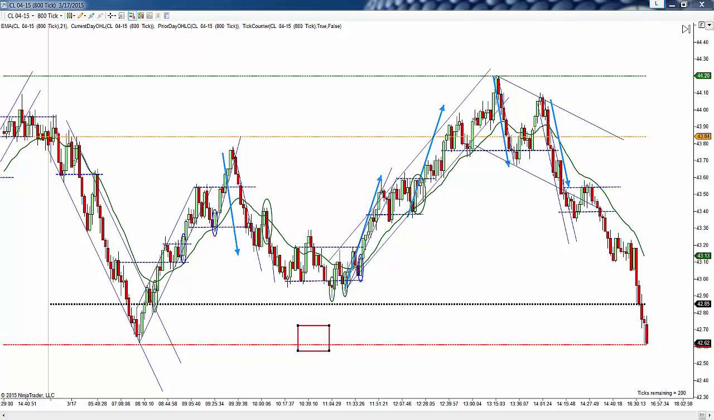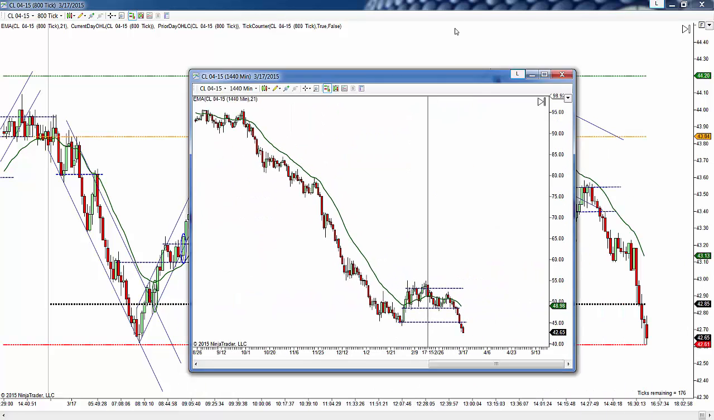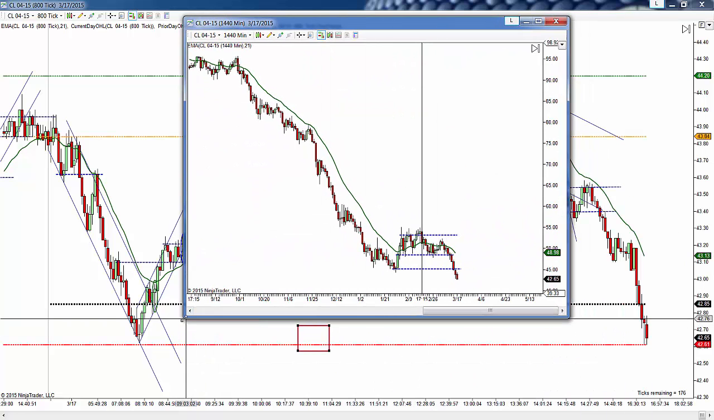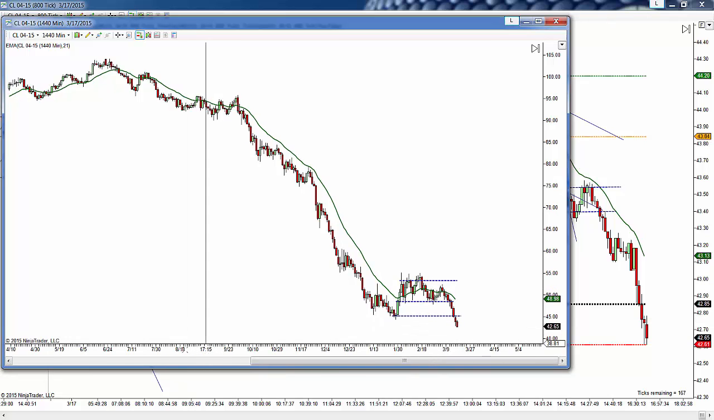I'll take a look at the 1440 chart from last week. As you recall, last week I was talking about where the bottom of this thing might be as far as the trading is concerned. Let me bring it over here and we'll take a look at it. Here's the 1440 chart, the daily chart, and let me stretch it out a bit.